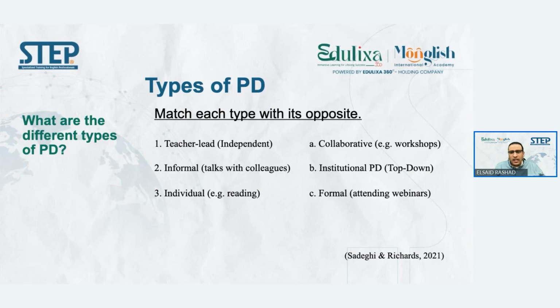Okay, so the answer is teacher-led is the opposite of institutional professional development. So if you do something by yourself independently, you improve yourself in an independent way, it's the opposite of getting professional development sessions in your workplace from your manager or from your colleagues. So institutional means in your workplace, in your school, in your university, your institute, or your center, or whatever. The second one, the institutional, is top-down, and teachers are not motivated enough.